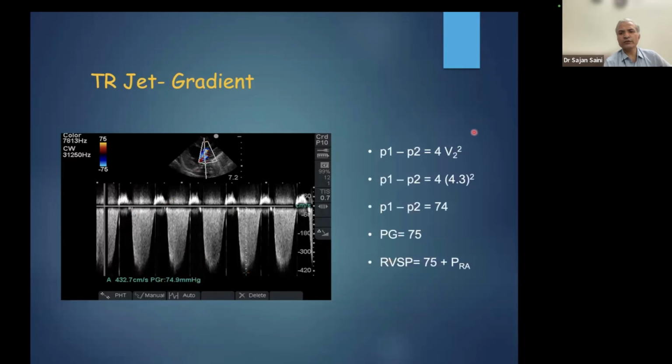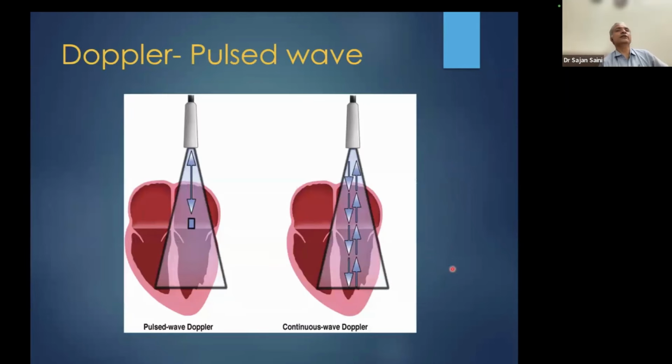So how do we use this? P1 minus P2 is equal to 4V squared. So this was 4.3 meter per second. If we put in 4.3 meter per second, this comes to 74, and we round it off, it's 75. This is the same thing which the machine has calculated. And if we add right atrial pressure to it, because this is thrusting the flow of blood inside the right atrium, then the right ventricular systolic pressure is 75 plus this. This is the application which we use through continuous wave Doppler.